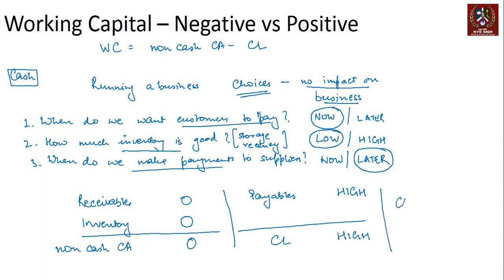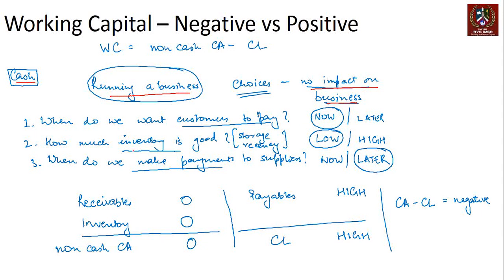By definition, if I do CA minus CL on this, that would turn out to be negative, right? So if we are running a business, which is what we are doing, we have inherently arrived at a point where we want working capital to be negative, correct? Now let's summarize this entire discussion once again. We are saying that there's no cash involved in the discussion, so we keep cash outside of the equation. We are running a business, right? Well, the choices we make have no impact on the business that we are running.